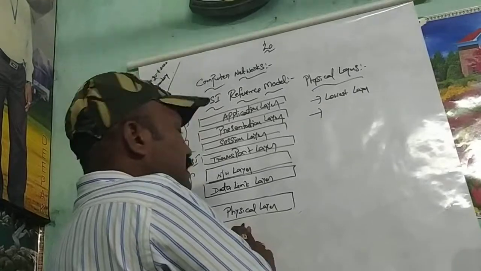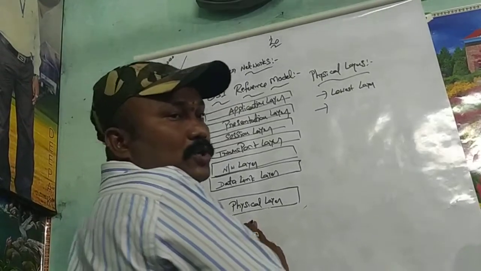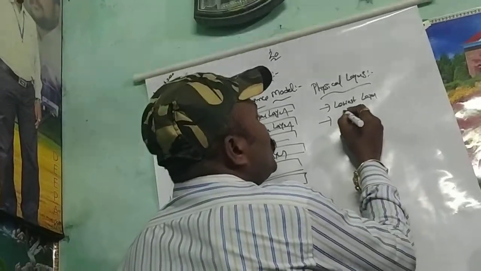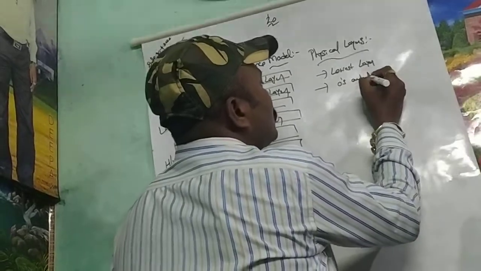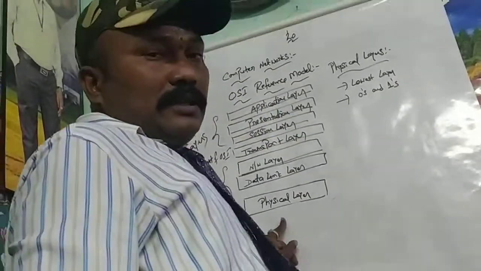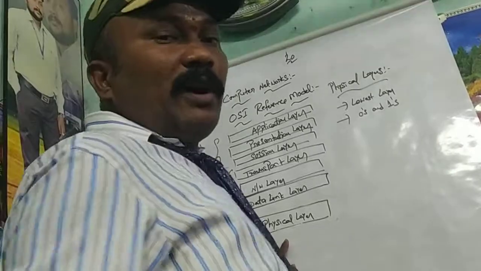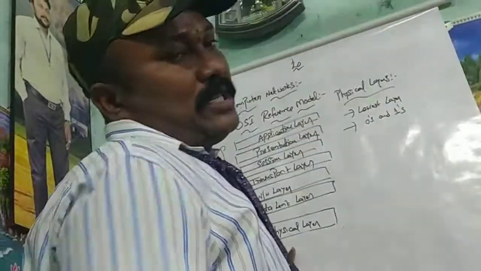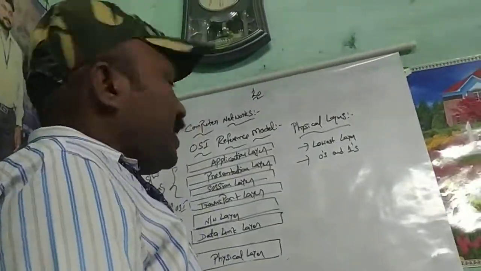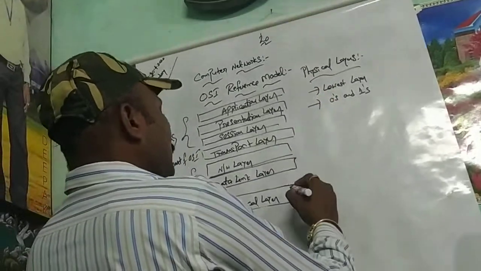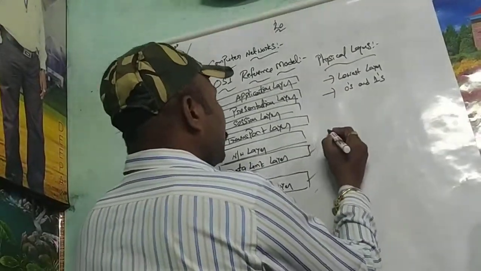It contains information in the form of zeros and ones. Bits means zeros and ones. That is about the physical layer. Then next, my students, the second one is the data link layer.